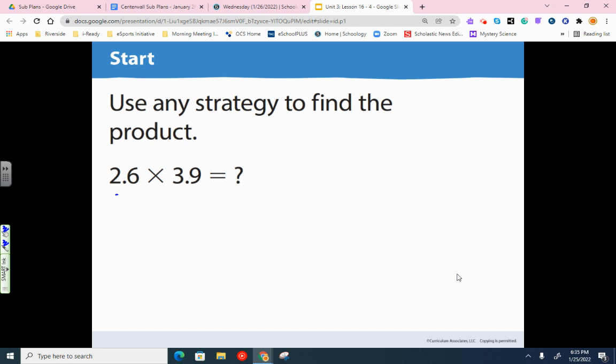Anytime you see a question that's horizontal like this, it's probably best just to rewrite it instead of trying to work it from the side. I still am not sure why some math companies still have them on the side like that, but let's figure this out. So 9 times 6 we know is 54. 9 times 2 is 18, plus 5 is 23.